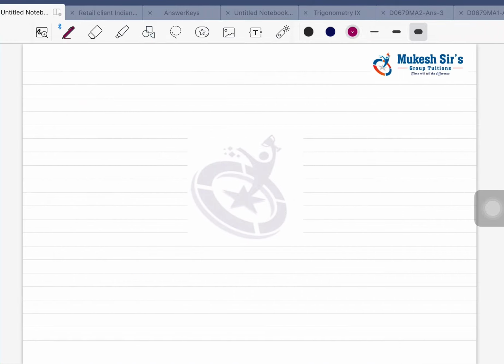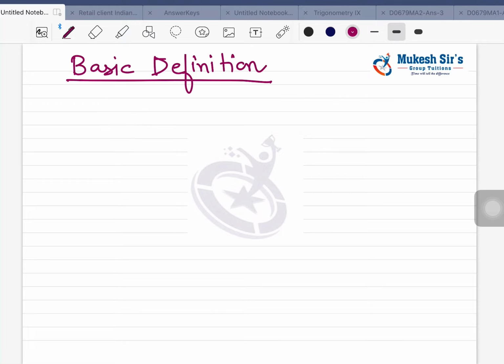So here we start with the basic formulas. The first one is, or you can say these are the basic definitions of trigonometric ratios. So sine, cos and tan, they are the basic ratios and how you define them, see now.